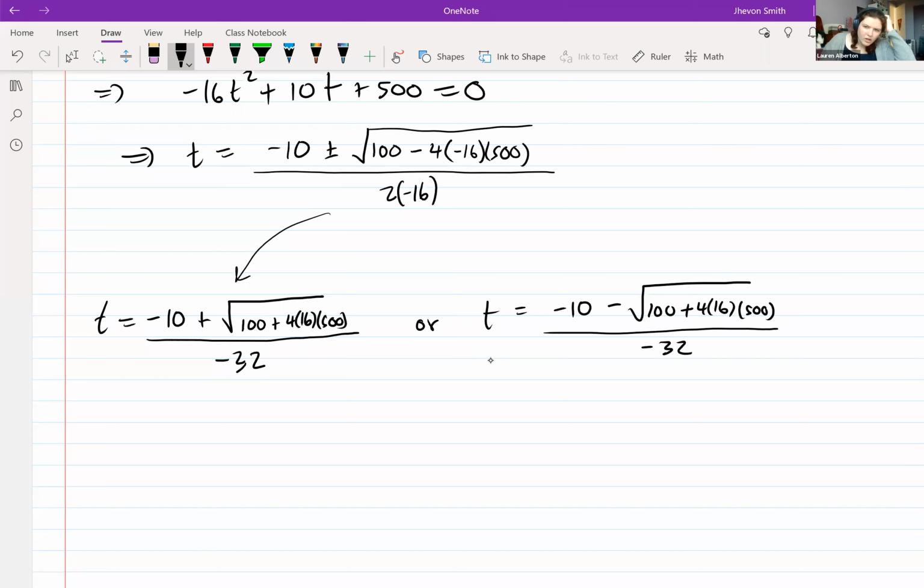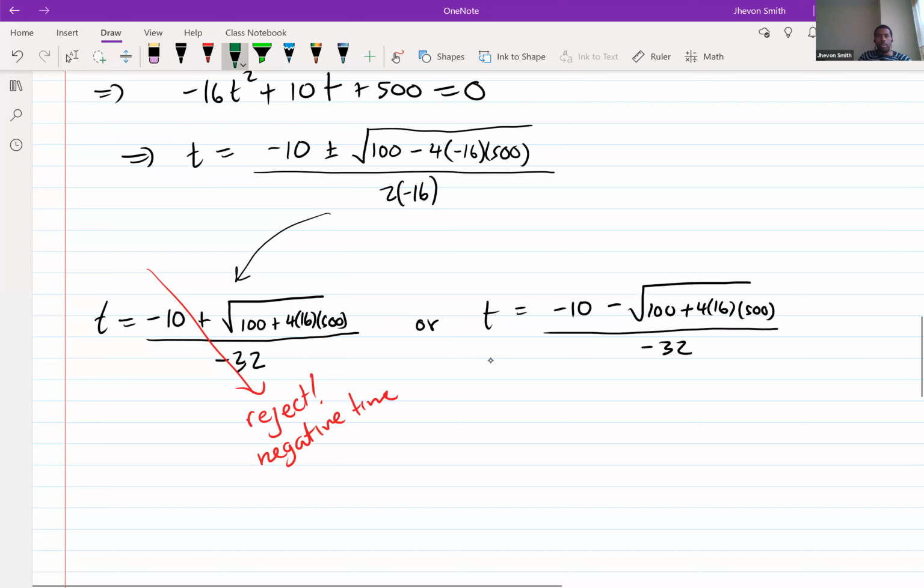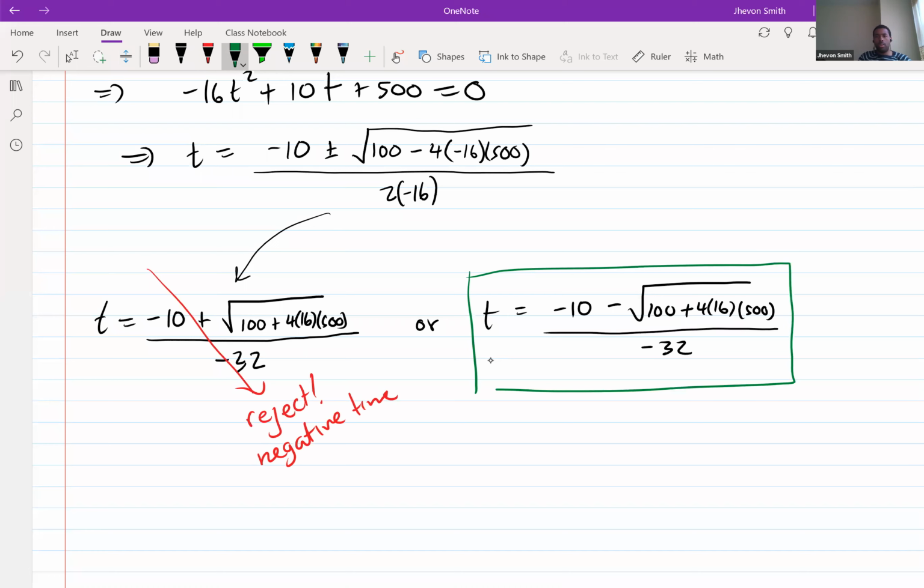No, I believe just the second one would be. Right, so this one here is reject. It'll actually be negative, so this is negative time, which we're not in quantum physics, so let's not worry about that. And so this is going to be the answer that we want in seconds. The top is going to be negative and then you divide by a negative.